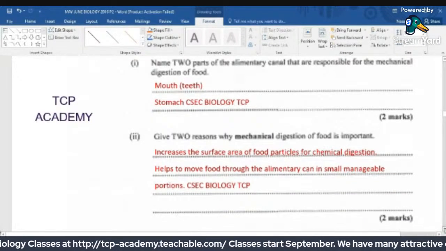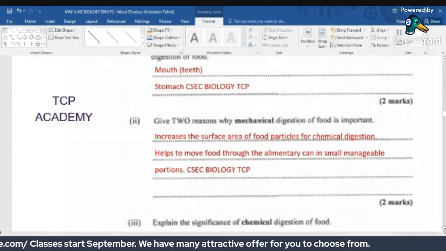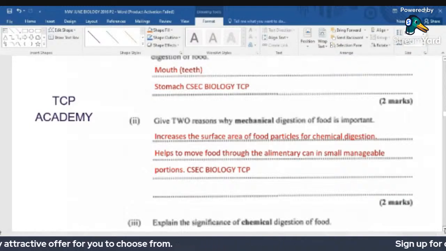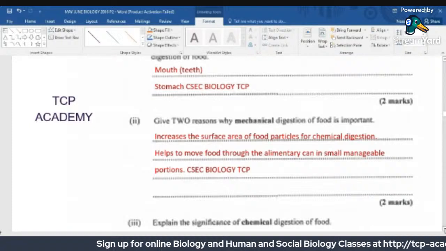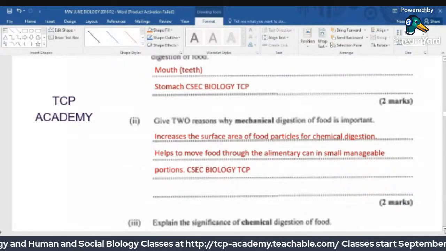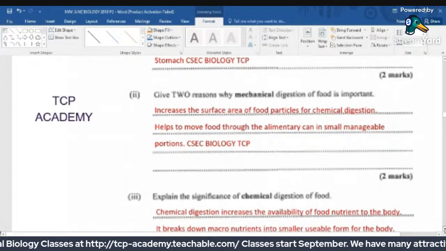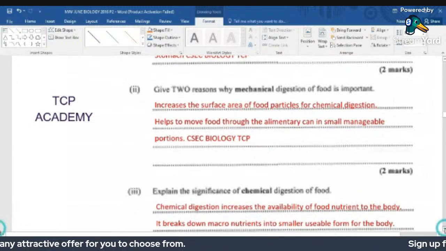The other thing that we're supposed to do, we're supposed to explain the significance of chemical digestion of food. So one would appreciate that in the mouth, as mechanical digestion takes place, chemical digestion is also taking place, where salivary amylase is acting on starch. And of course, we understand here that it is breaking down that mechanically processed food to release the chemicals. So chemical digestion increases the availability of food nutrients to the body. It breaks down macronutrients into smaller usable forms for the body.